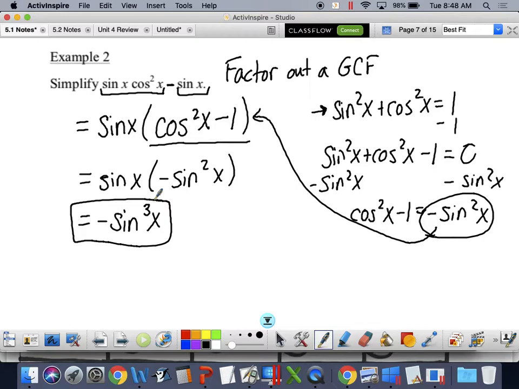So who would have thought that the example we started with is equivalent to the negative sine cubed x that we got in the end? And that is what this unit is all about, moving things around algebraically to simplify or solve or get the left side of the equation to equal the right side, and so forth. Now that we've gotten kind of a taste of factoring, let's factor some more.